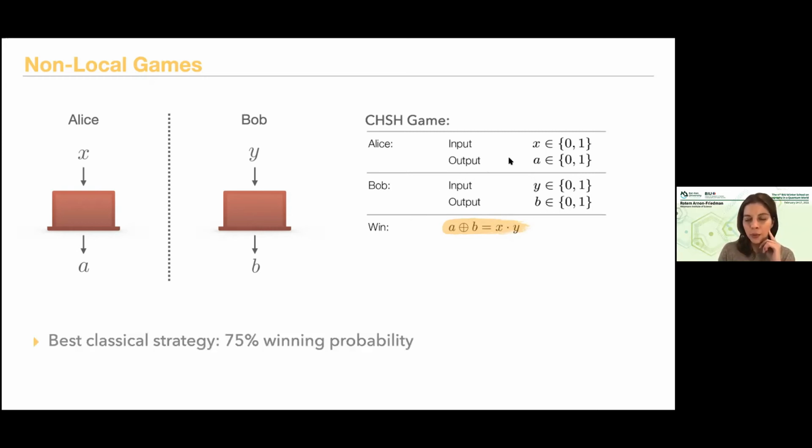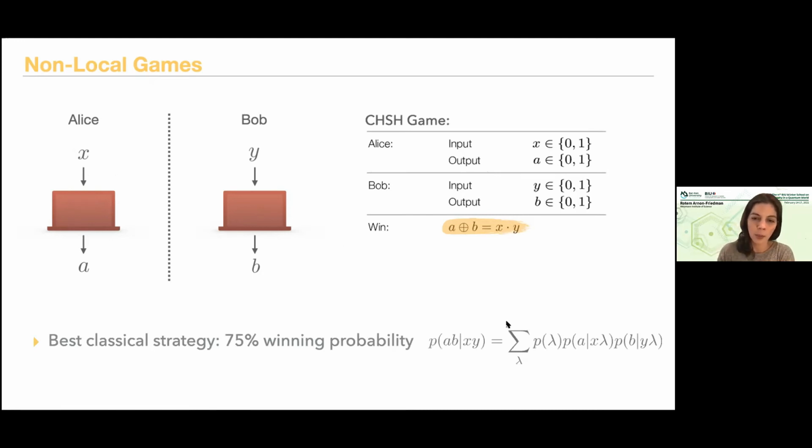Now, if we take a distribution over the inputs, so Alice and Bob are choosing the inputs, and let's say that each of them is choosing 0 with probability half and 1 with probability half, so a uniform distribution over the inputs. You can see that if these devices are classical, if there is a classical strategy here, then the best that you can do is a 75% winning probability.